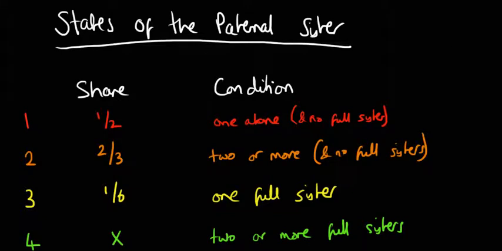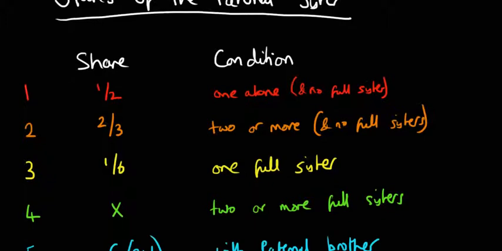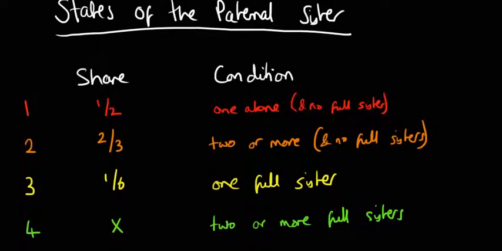So what I've done again is I've written out the shares that the paternal sister receives, as is quite detailed. If you look at the first four categories and compare this to the granddaughter, you'll see that the granddaughter has a very similar role to the paternal sister. So the granddaughter in relation to the daughter and the paternal sister in relation to the full sister is a very similar relationship.